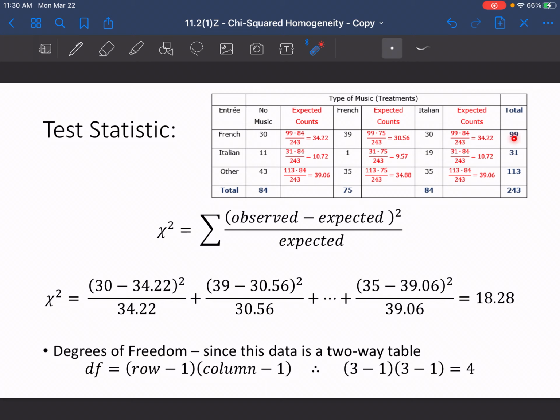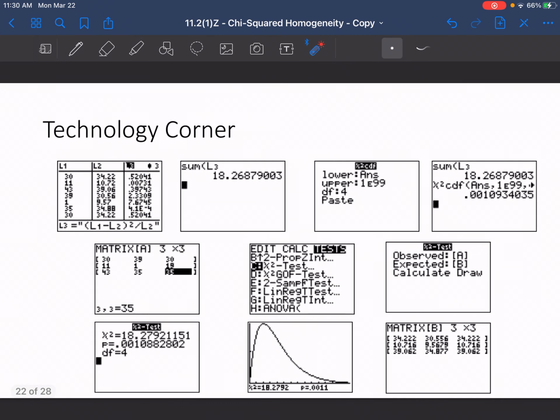So we have 3 rows and 3 columns, so it would be 3 minus 1 times 3 minus 1, which is 2 times 2. That gives us a degrees of freedom of 4. So that's how we would find that, kind of the longer way.